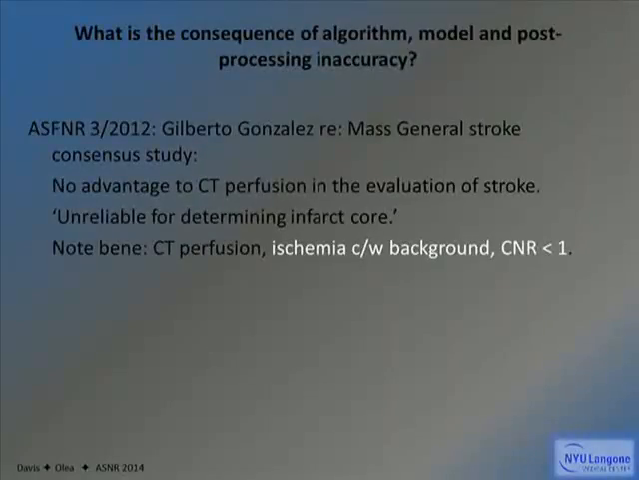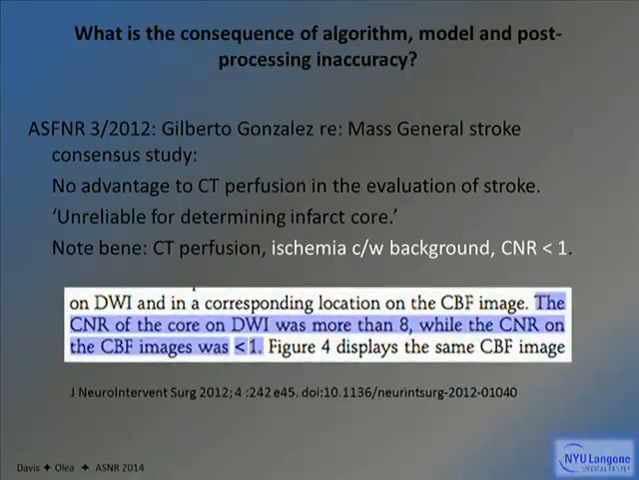So, what is the consequence of this algorithm, model, and post-processing inaccuracy? Take you back to March of 2012, Gilberto Gonzalez states, there is no advantage to CT perfusion in the evaluation of stroke. It is unreliable for determining infarct core. He followed this up with an article in the JNIS journal, and in this he says, the contrast-to-noise ratio of diffusion imaging for determining infarct is more than 8, but by MR perfusion, the CBF value, CNR, is less than 1.